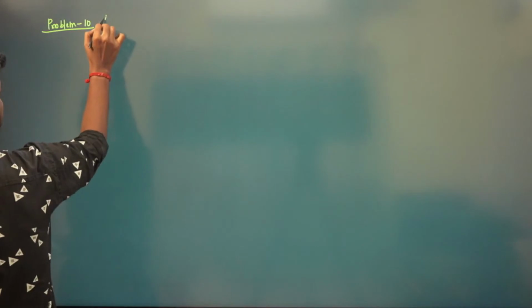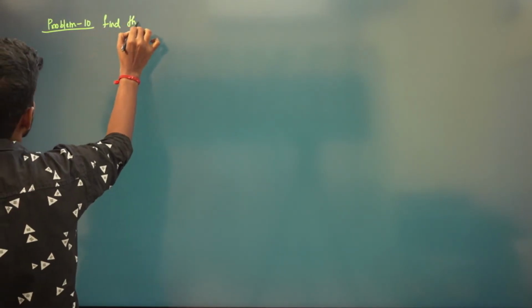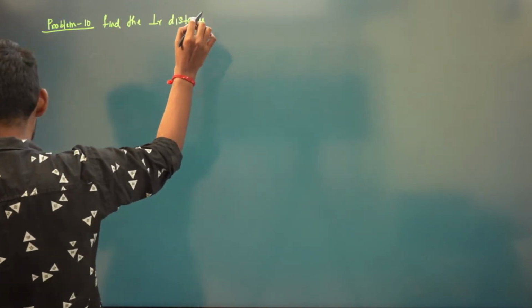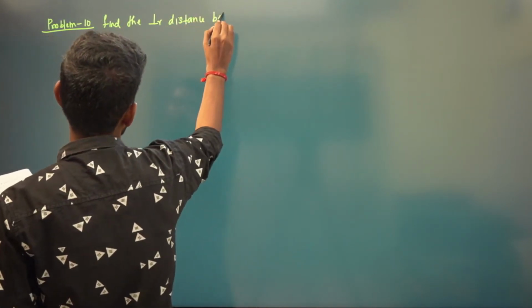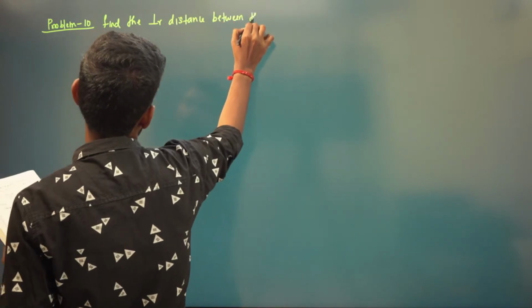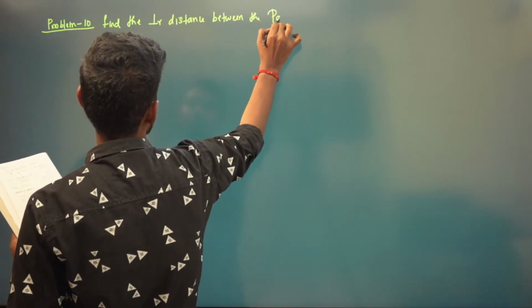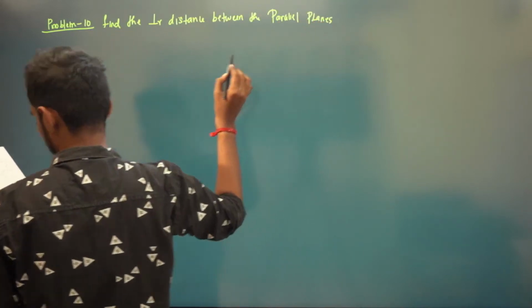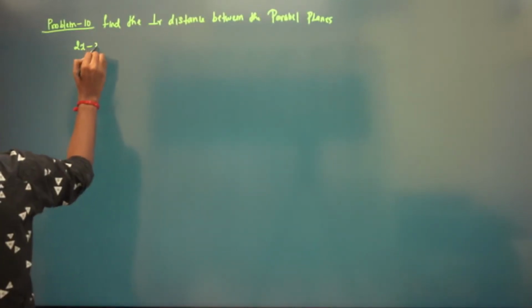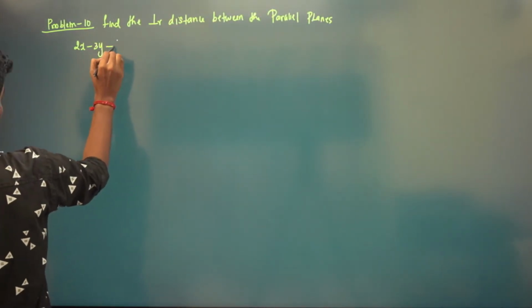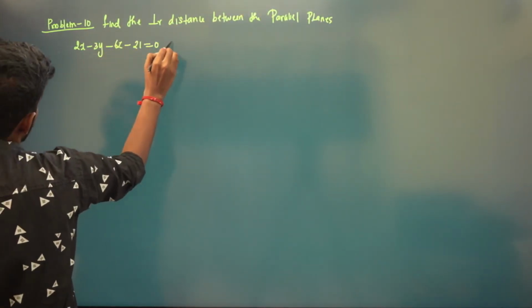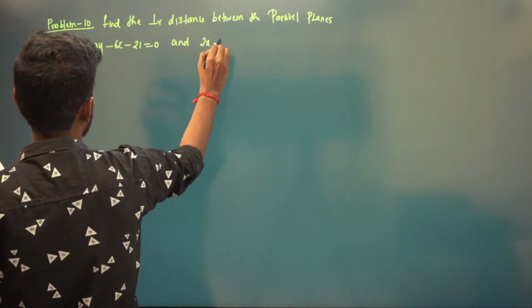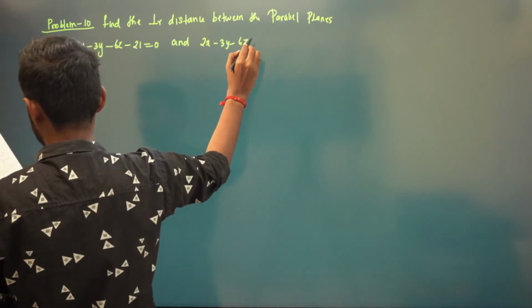Find the perpendicular distance between the parallel planes 2x minus 3y minus 6z minus 21 is equal to 0, and 2x minus 3y minus 6z.